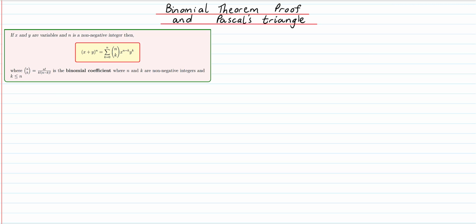In this video, we're going to give a proof of the binomial theorem, and then we're going to look at Pascal's triangle and see how the rows of Pascal's triangle can give us the binomial coefficients.